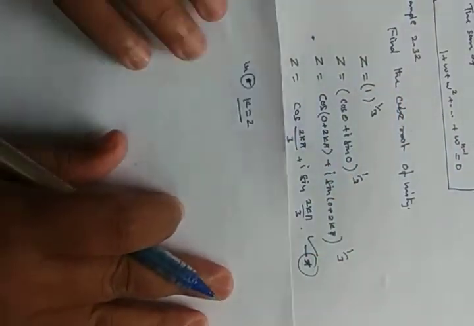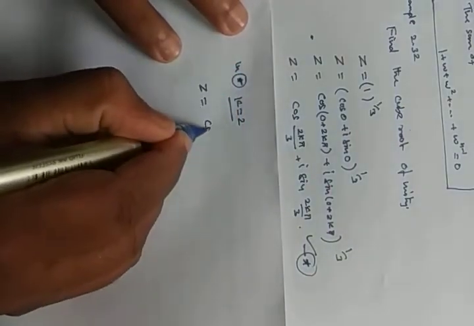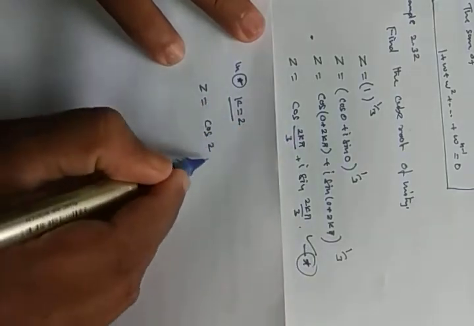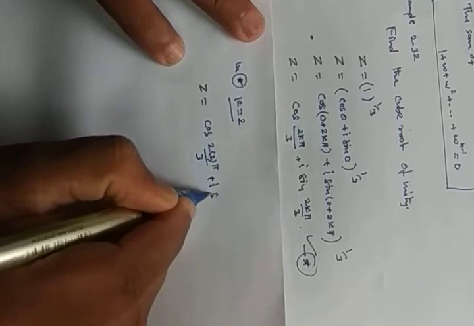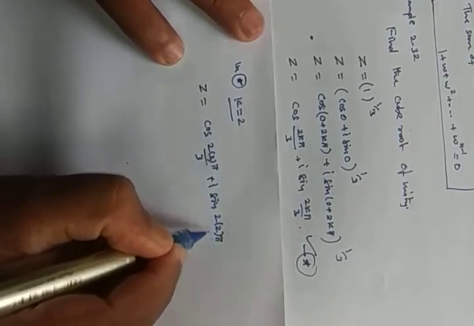Where is the star equation? I will take it here for your understanding purpose. Here, what's the value we are getting? z equals cos 2, in place of k, what you need to substitute, 2. So again 2 pi by 3 will come, plus i sine, again 2 into pi by 3 will come.